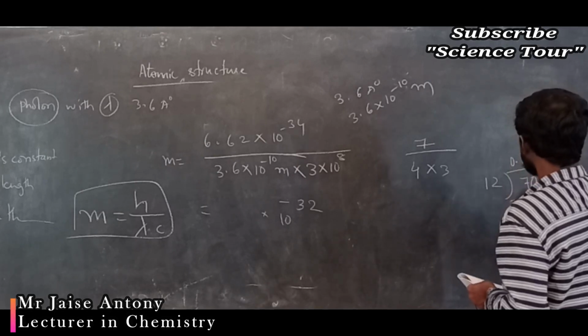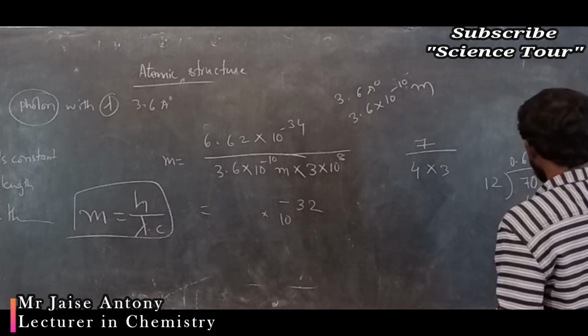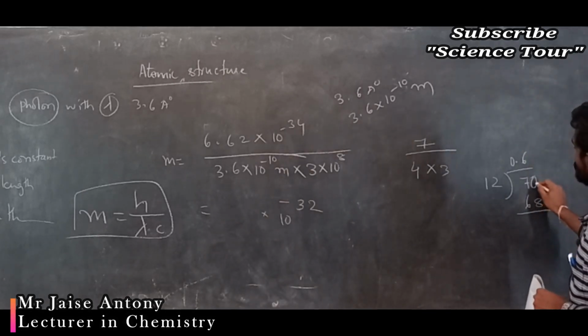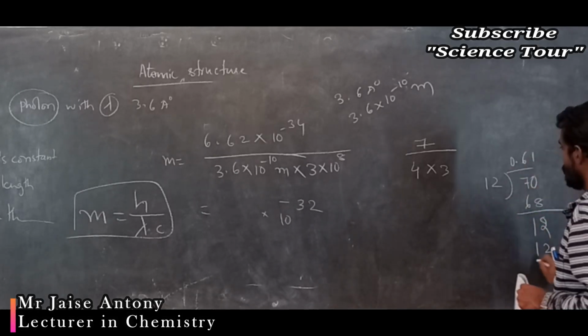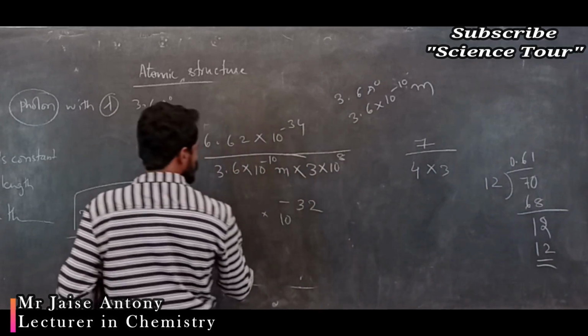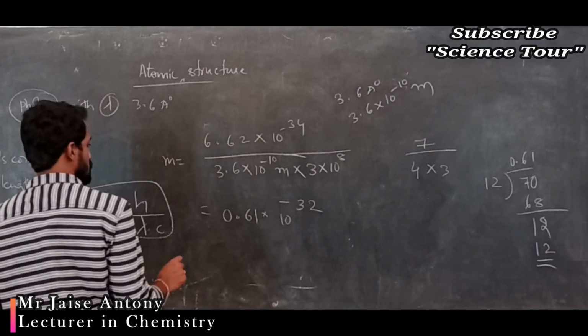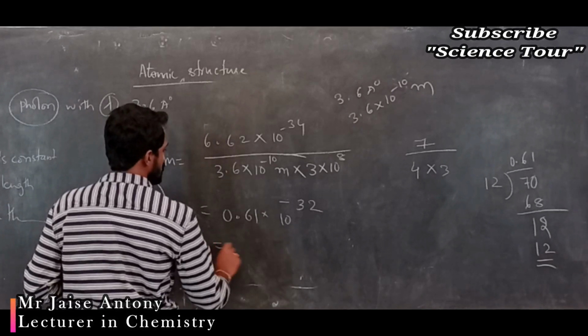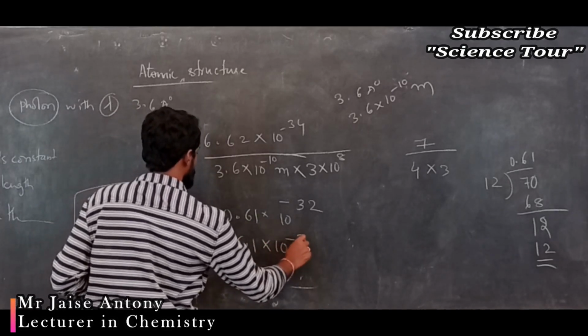Okay, 6, 68. Correct? So 10 minus 8, 2. 7 minus 1, 12 ones are. Okay. Getting the answer 0.61. So 0.61 is there, my dear students. This I will write like this: 6.1 into 10 to the power minus 33.